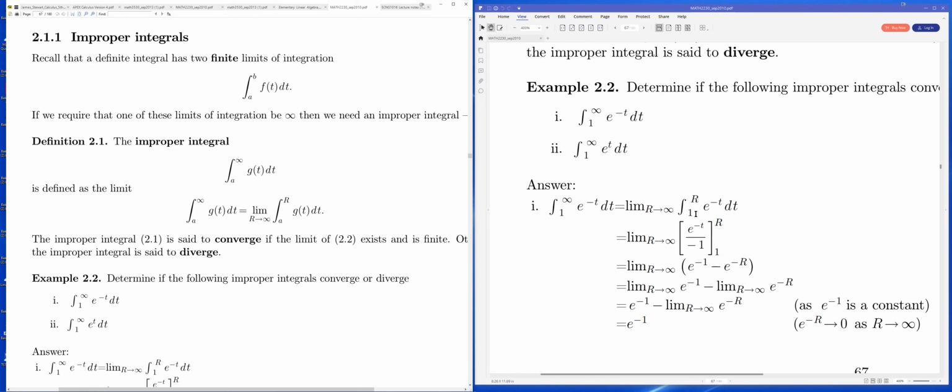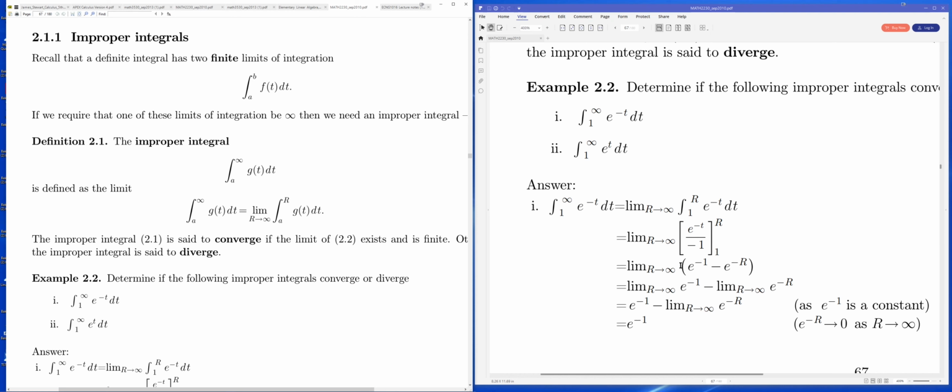So let's get back to this problem. To work out this improper integral, you replace the infinity by this big R and work out this integral. Notice this is just normal integration, with two finite limits of integration. When you integrate e to the minus t, the coefficient in front of the t is minus 1, so you divide by that. Then you put in t equal to R and t equal to 1, and it works out to e to the minus 1 minus e to the minus R.